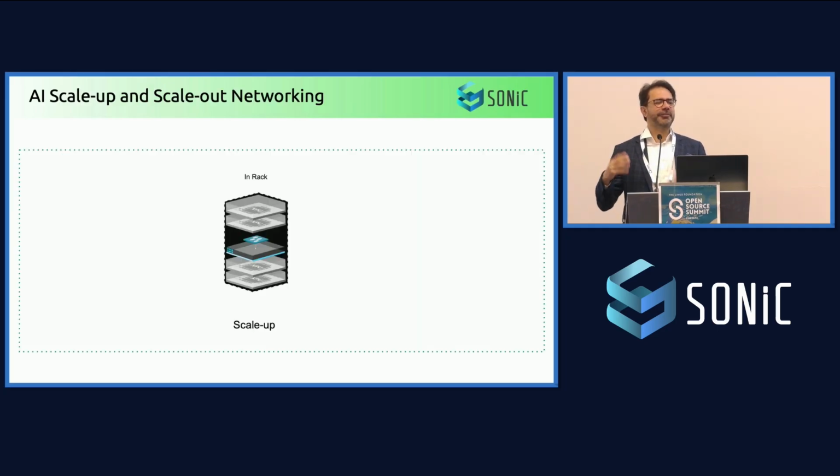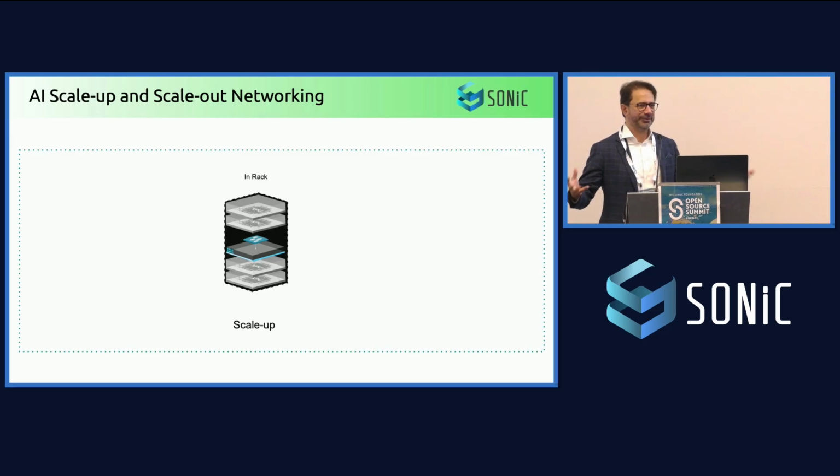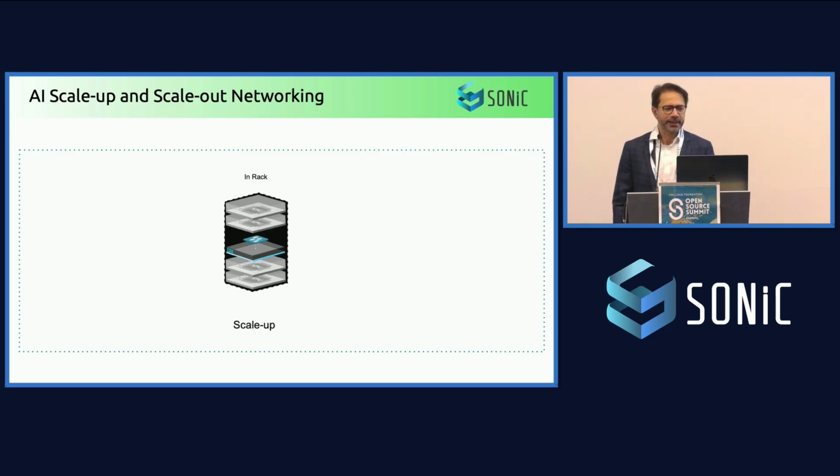Now, within the backend fabric, there are different types of networks. That's where I'm double-clicking on this today. So within the backend fabric, there is something called the scale-up network. So what is a scale-up network? Well, you have GPUs within a server or within a rack. The network which connects your GPUs within a server is called your scale-up network.